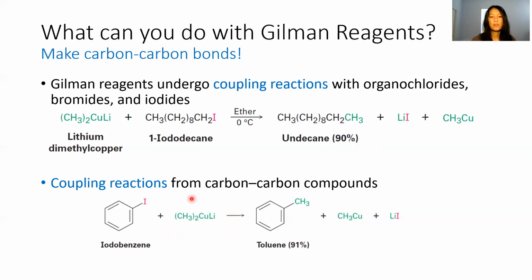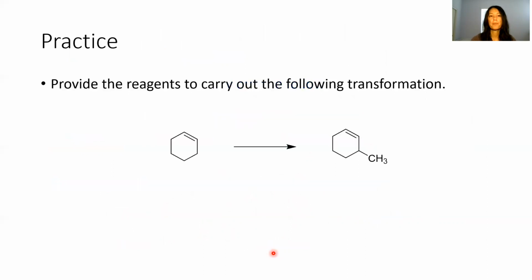Something else that's powerful is you can use the Gilman reagent on even aryl or alkenyl iodides. And so you can transfer a methyl to this sp2 center and form this methyl substituted benzene, which is given the name toluene. That's why it's so powerful.